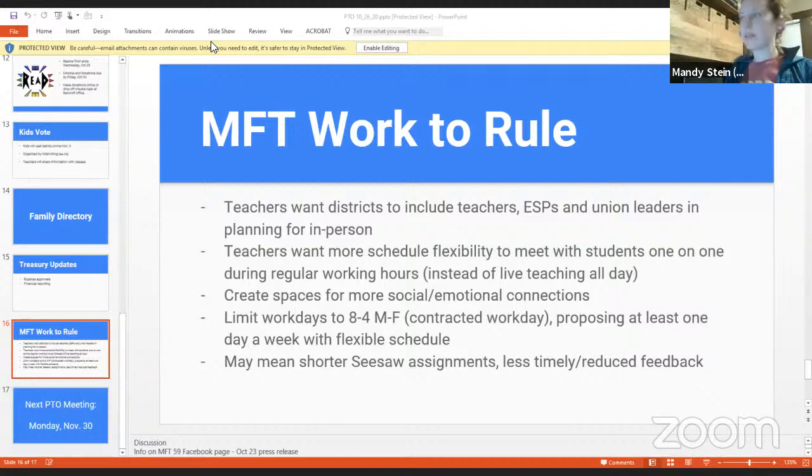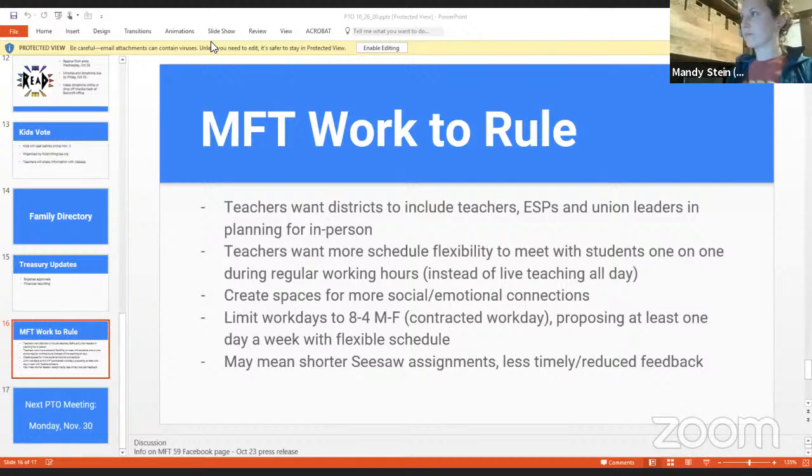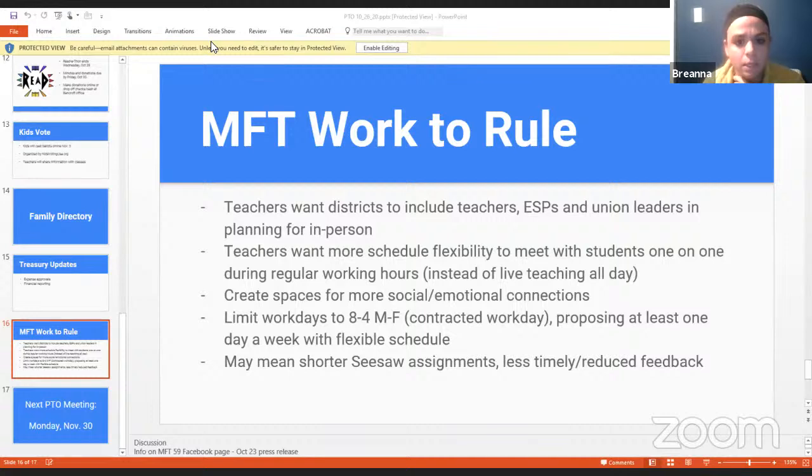That makes sense. The MFT 59 Facebook page has the press release, and I could not find it on their website. If anyone does find it or any more information, I would be really happy to read as much as I can. There is also a video that Kara Levin did, a quick video, and I believe the union president, Greta Callahan, was speaking on that, and spoke about a few things as well. Awesome. Thank you.